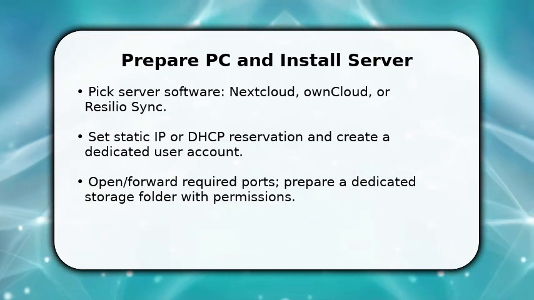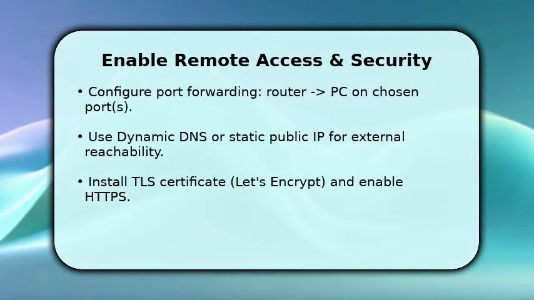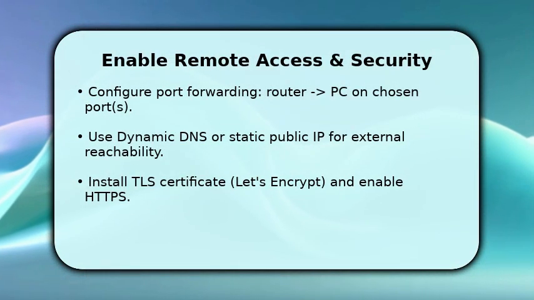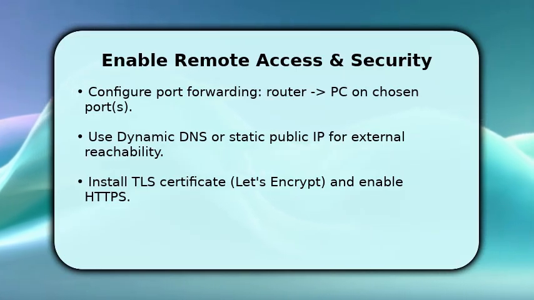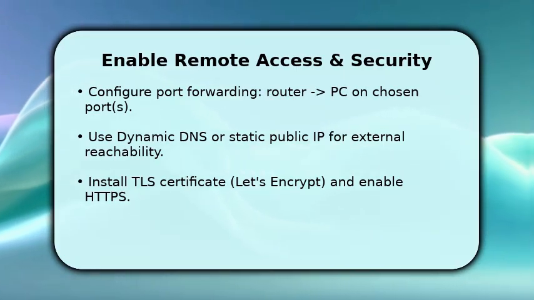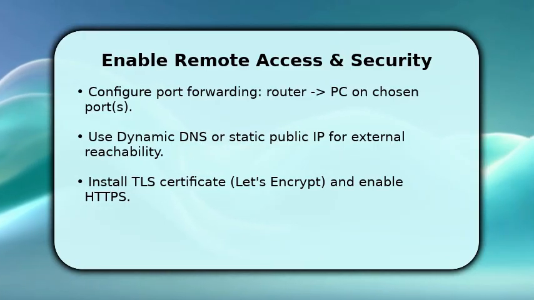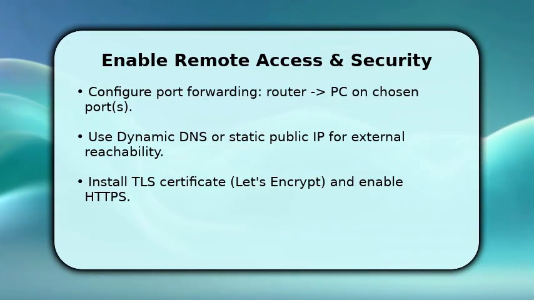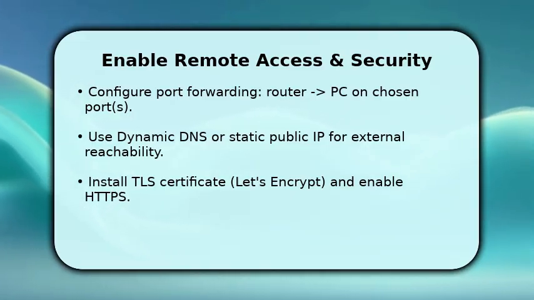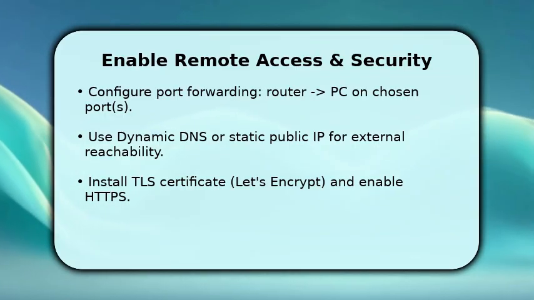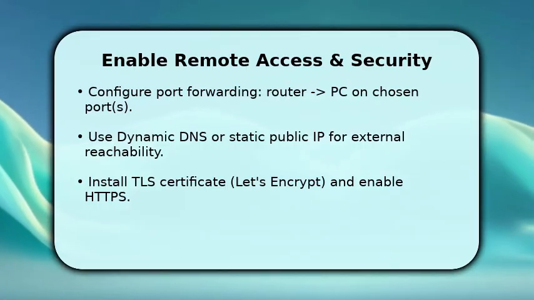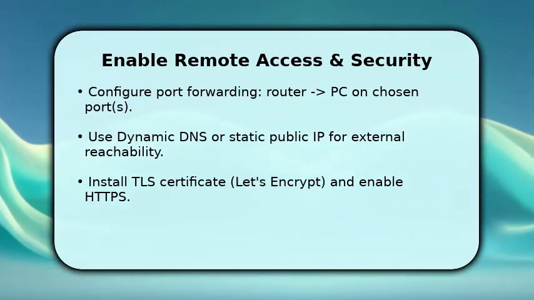Now you make the server reachable and secure. First, configure your router to forward the chosen ports to the PC's static IP so external requests reach your service. Then set up dynamic DNS if you lack a static public IP. This keeps a hostname linked to your changing address. Once reachable, obtain a TLS certificate and force HTTPS to protect credentials and data in transit. Finally, install and configure desktop/mobile sync clients and verify.